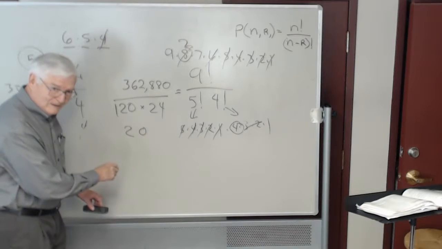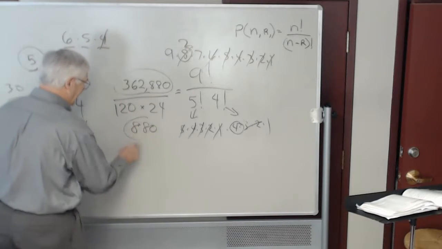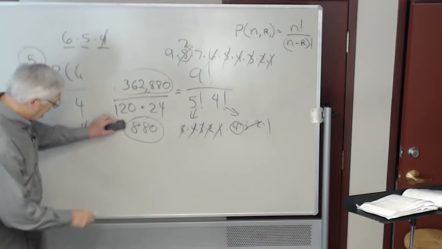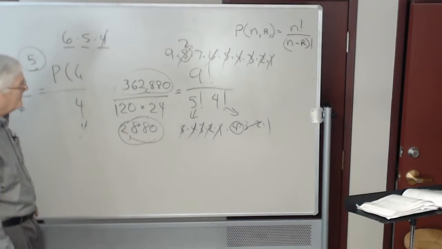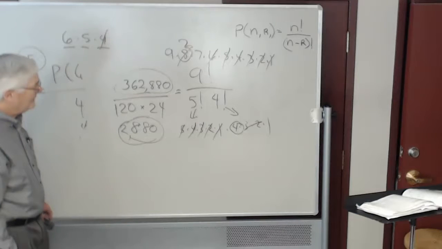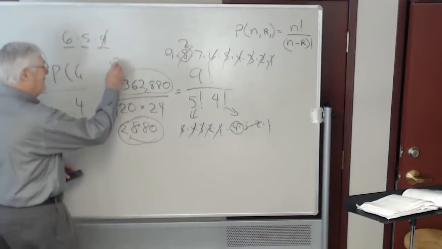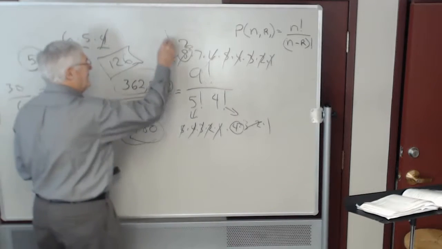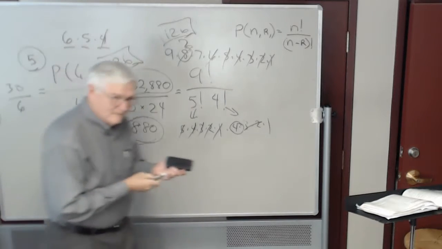So now I divide 362,880 by 2,880, and what do I get? 126, the same answer we got over here. Okay. Cool.